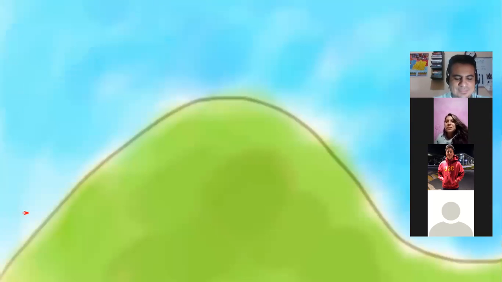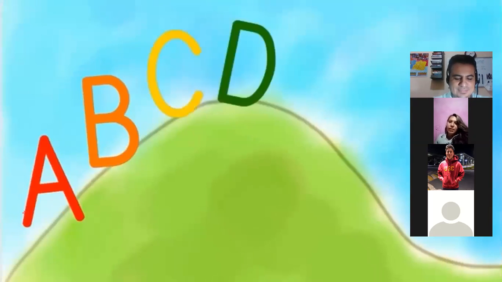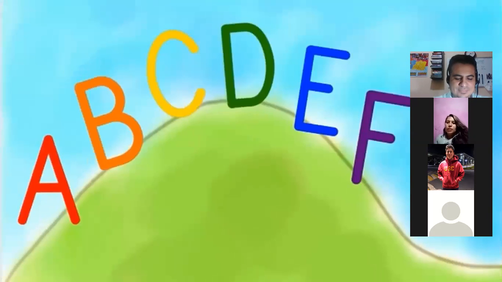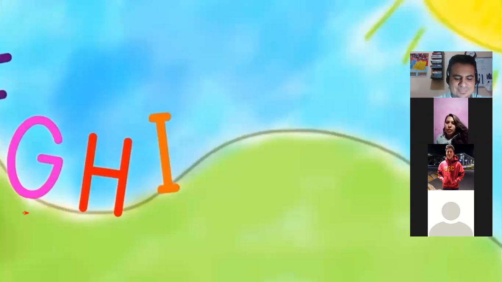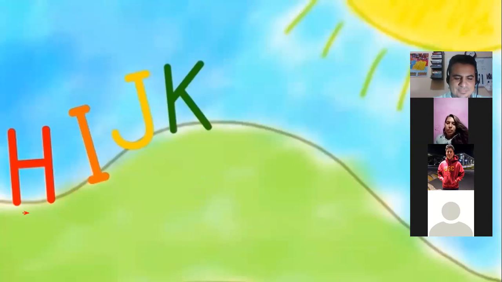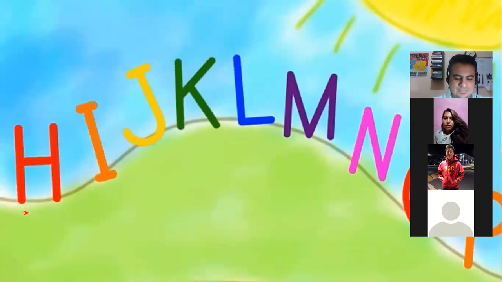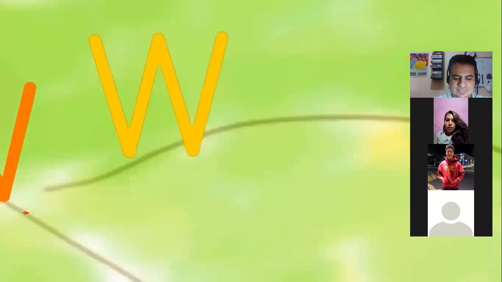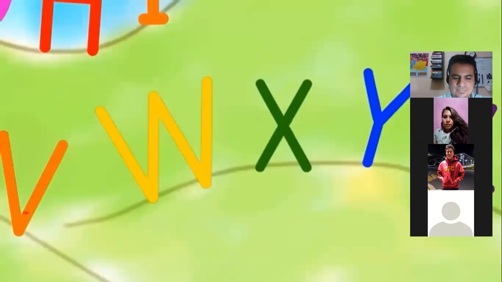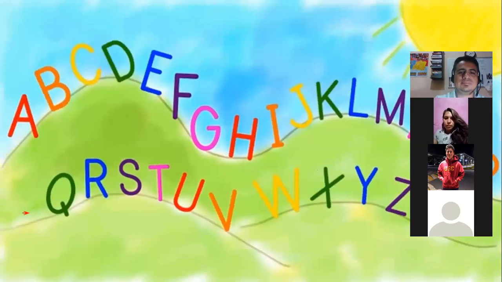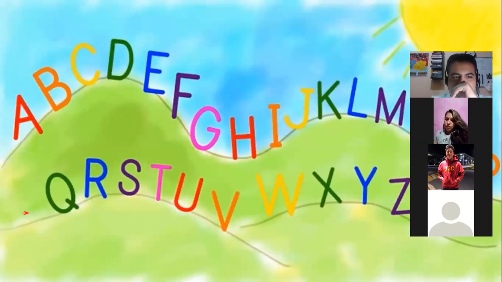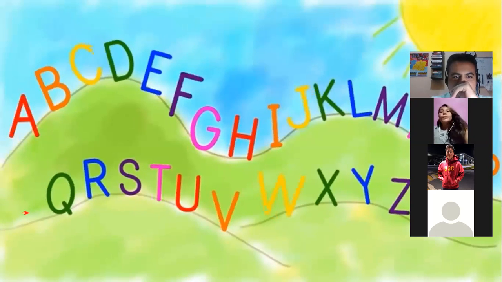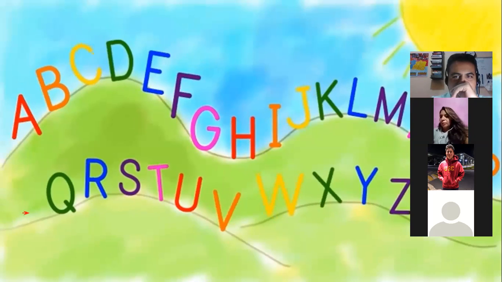A, B, C, D, E, F, G, H, I, J, K, L, M, N, O, P, Q, R, S, T, U, V, W, X, Y, and Z. Now I know my ABCs, 26 letters from A to Z.